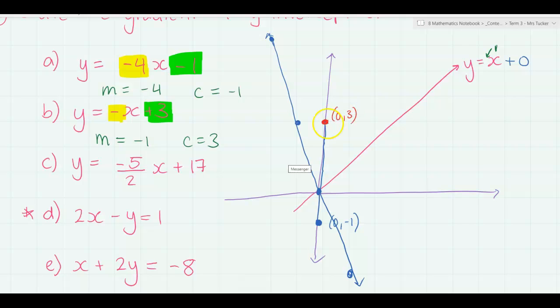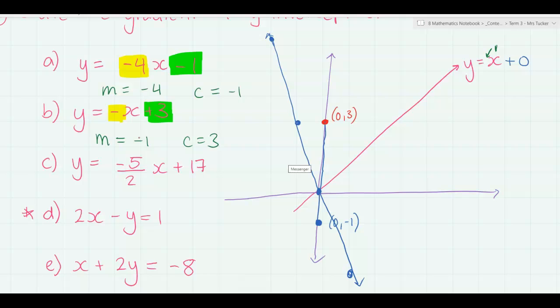Now, this one says that the gradient is -1. Can I explain what that actually means? As I go up 1, what happens? Left 1, because it's negative still. So if I go up 1, I go left 1. Or if I go down 1, I go right 1. Positive gradient means you run up, right, right. So if I have a -1, it means down, right, or up, left, left.